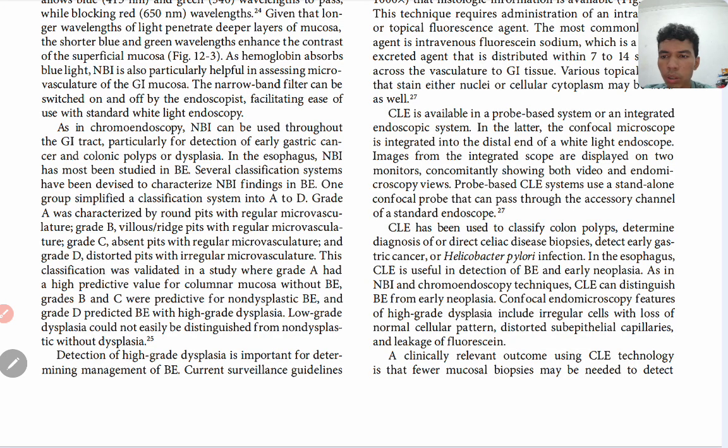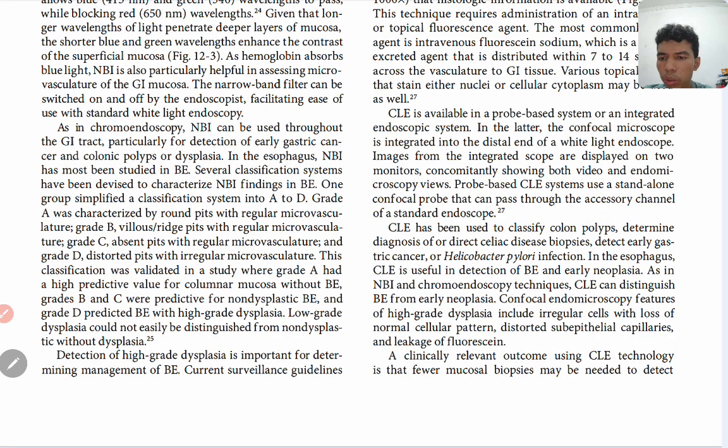Several classification systems have been devised to characterize NBI findings in BE. One group simplified a classification system into A to D. Grade A was characterized by round pits with regular microvasculature. Grade B, villous pits with regular microvasculature. Grade C, absent pits with regular microvasculature. And grade D, distorted pits with irregular microvasculature.